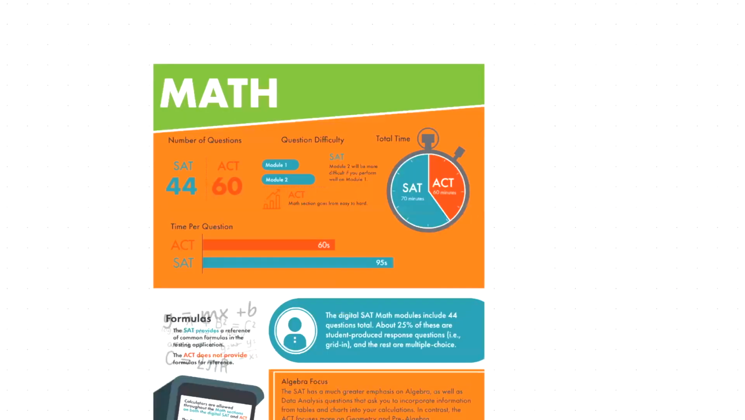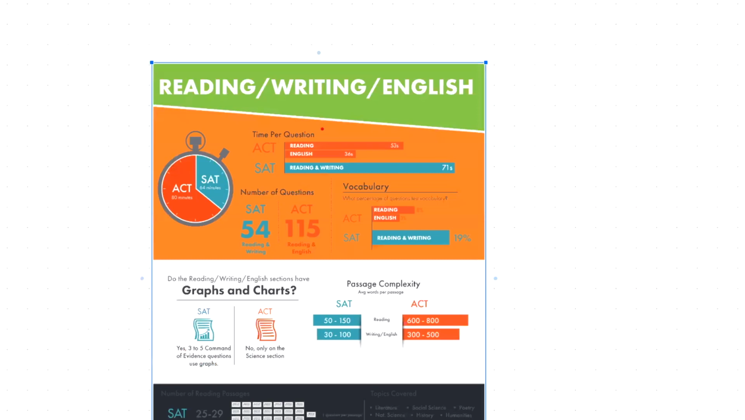We have one more part I want to talk about. In reading and writing in English, you will have 54 questions in the SAT. In the ACT, you will have 115 questions in reading and English. The time per question for reading is 53 seconds, English is 36, and reading and writing is 71 seconds in the SAT.